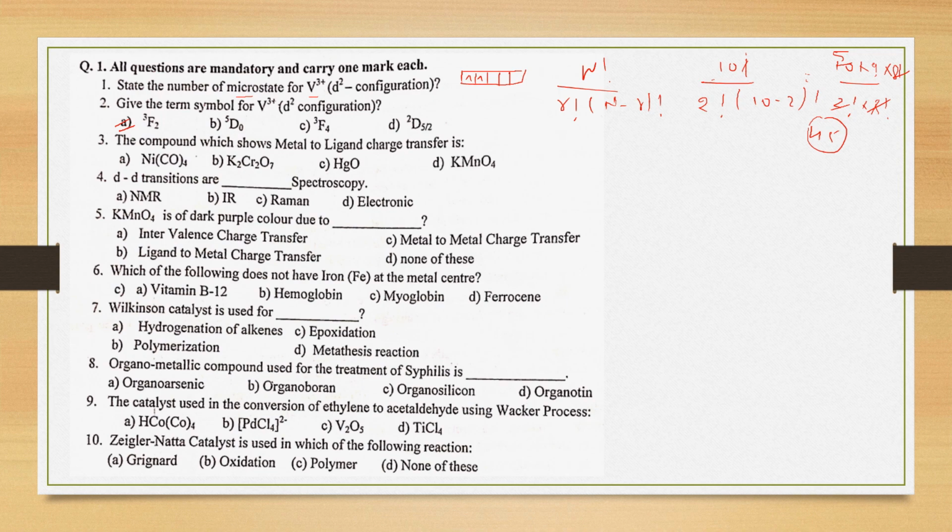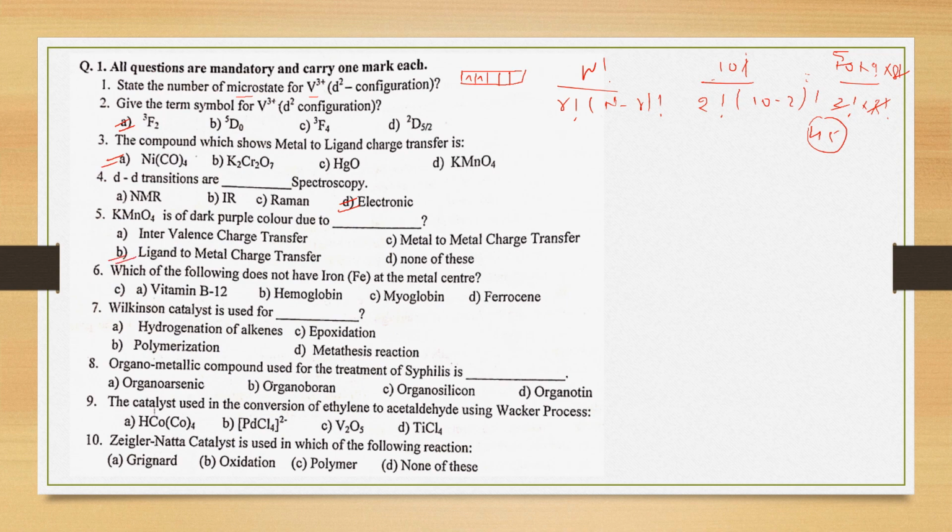The compound which shows metal to ligand charge transfer. It is again repeated. It is tetracarbonyl nickel. d-d transitions are electronic because these are related to UV visible radiation. That's why it is an electronic transition, because UV visible spectroscopy is also known as electronic spectroscopy. The chromophore is dark colored. I told you it is ligand to metal charge transfer.